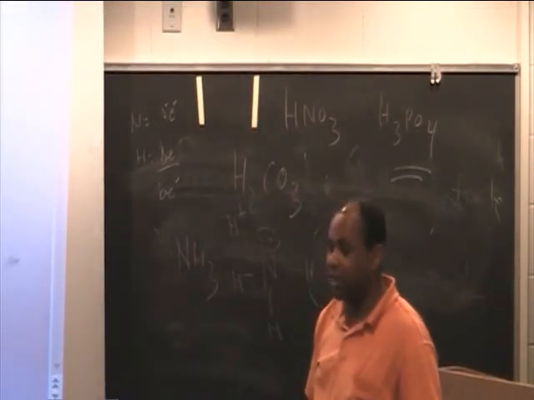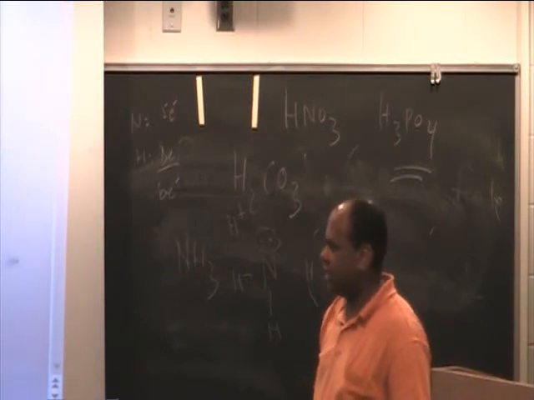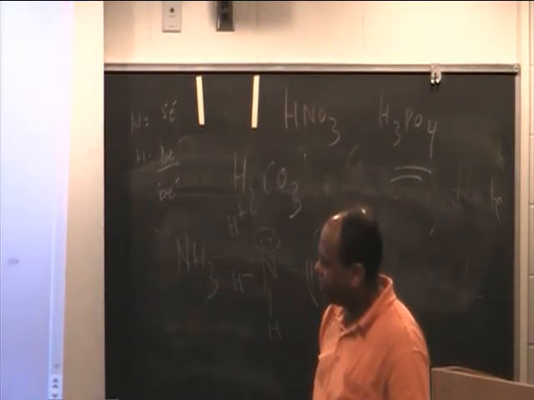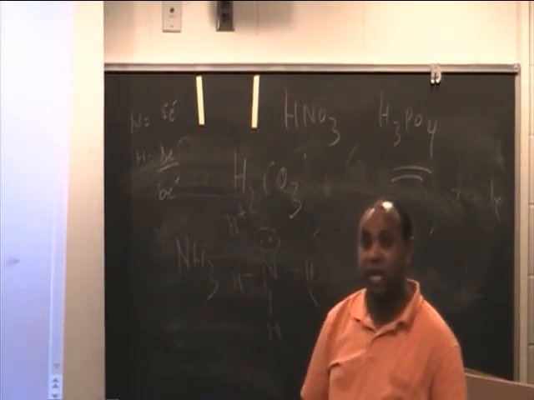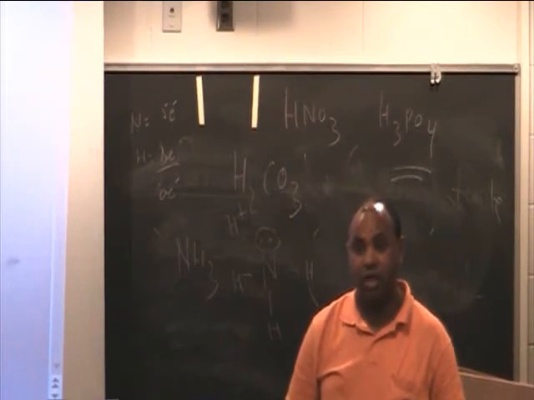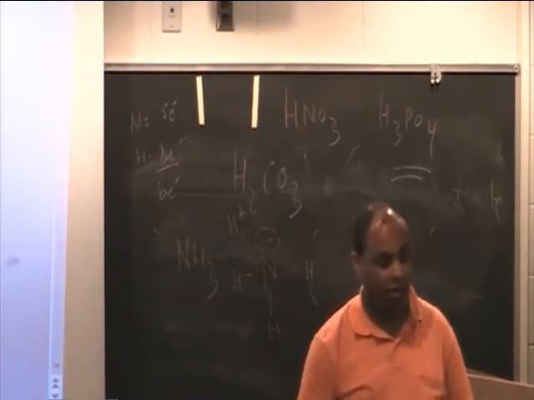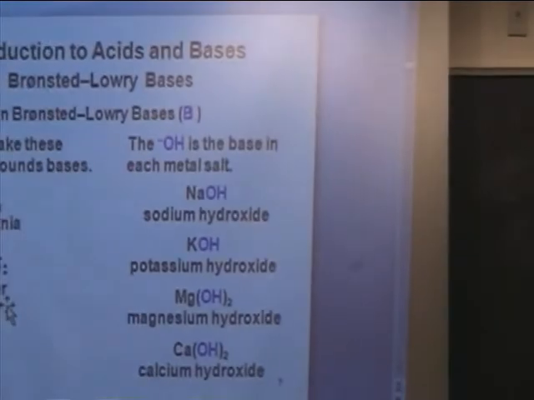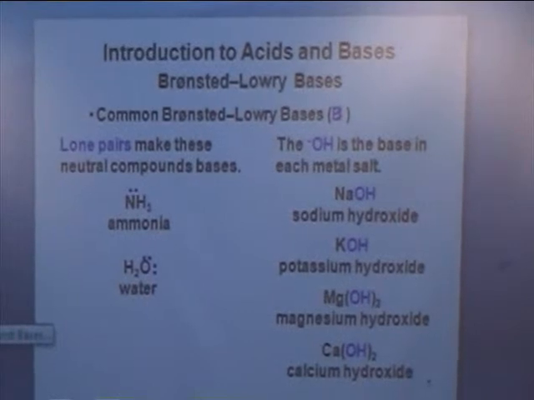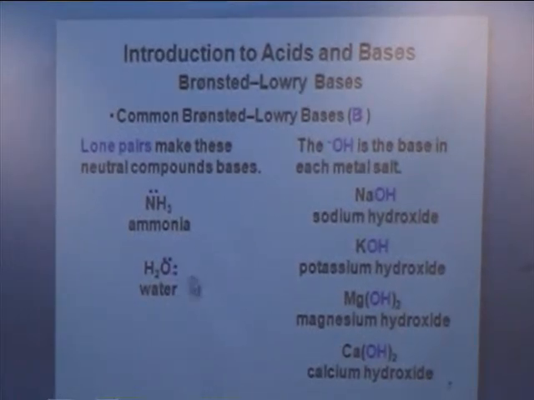You see? So sometimes, you know, you may be tricked. Oh, NH3, if I look at NH3, there is no OH there. How can you say that NH3 is a base? Because NH3 has a lone pair of electrons. How do I know NH3 has a lone pair of electrons? I have to draw the Lewis structure. Okay? I have to go back to the Lewis structure.